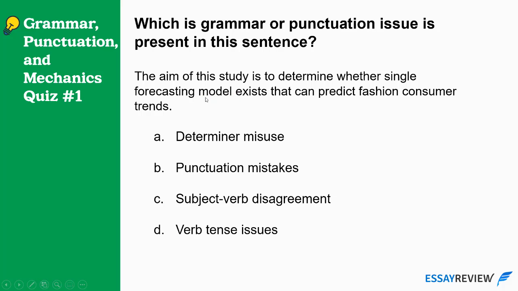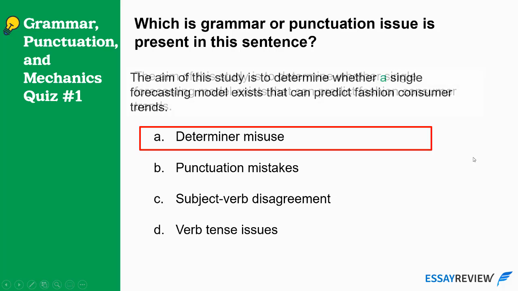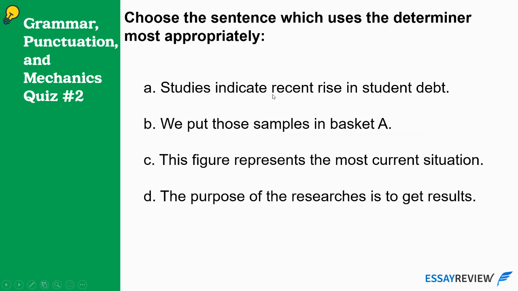Here's a hint. Is model countable or uncountable? Yes. It's just this, right? Because here model is, we're referring to any model. Does any model exist? So one way you could check whether you use a, the, or no article is to see if you can substitute this or that or any. So if you can say this or that, then you'd use the. If you can say any, then you should use a, right? So the aim of this study is to determine whether any model exists, whether a model exists.